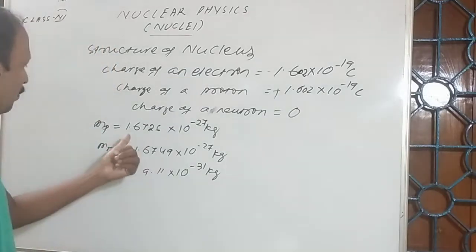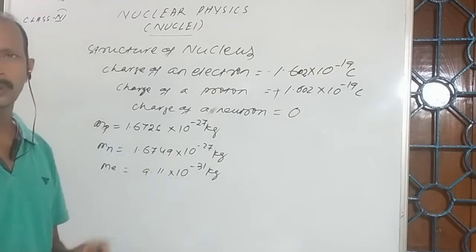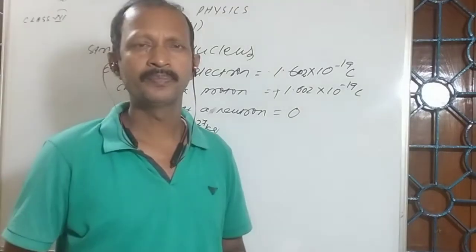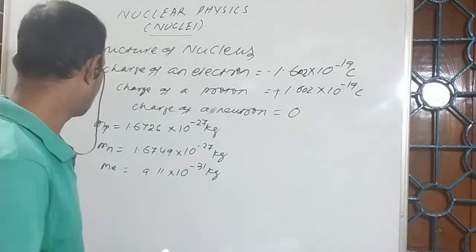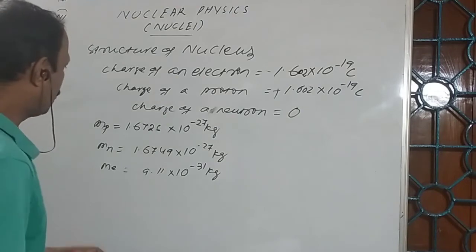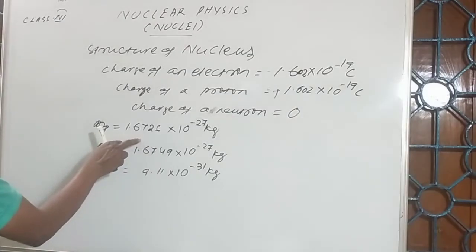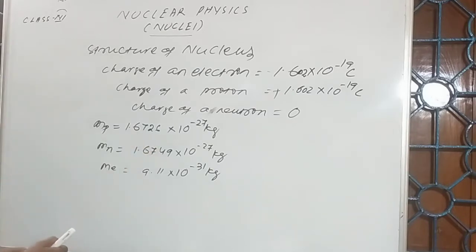The mass of a proton is about 1836 times the mass of an electron. The mass of a proton and the mass of a neutron, you are observing here, are almost equal, but the neutron is a little more than the mass of a proton.